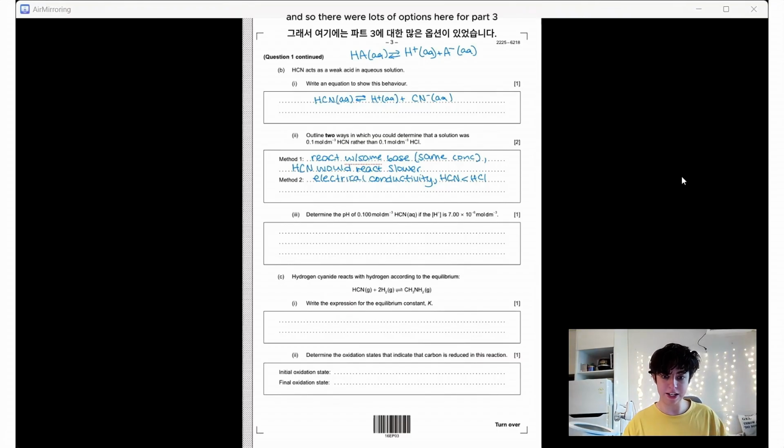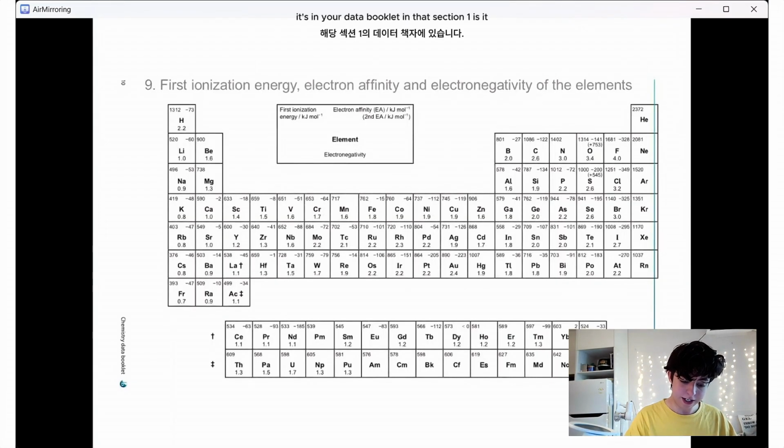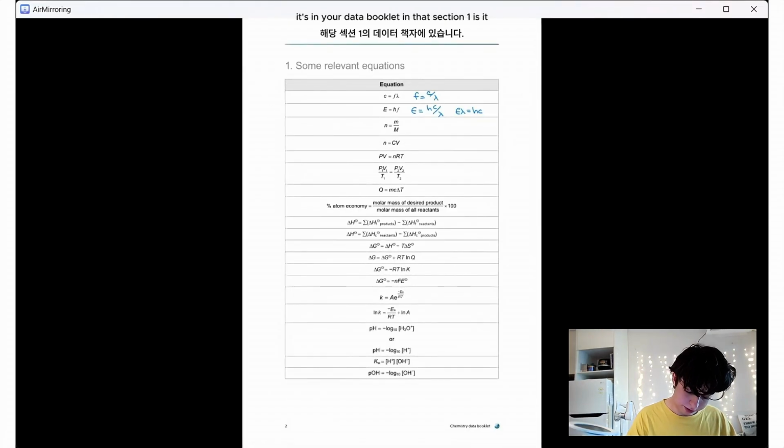Part three would be to determine the pH of the 0.1 moles per decimeter cubed solution of HCN if the concentration of H plus is 7 times 10 to the negative 6. This is a very straightforward calculation. If you forget it, it's in your data booklet in that section 1. It is that the pH is the negative log of H plus. So that is there if you forget.